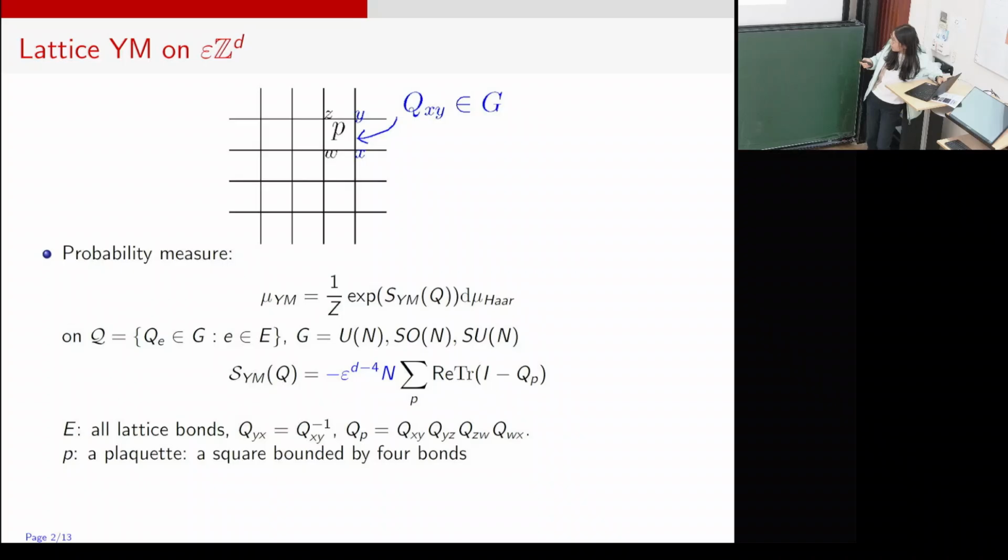And the action function S depends on its Q component, and here we have this coupling constant. One depends on epsilon. Here epsilon to the power d is the parameter for this integral. And epsilon to the power -4 is there because the action function is given by some discrete derivatives, so it can be viewed as accounting for these derivatives. And here this N is the same constant N as for the U(N), because this is to study the large N limit.